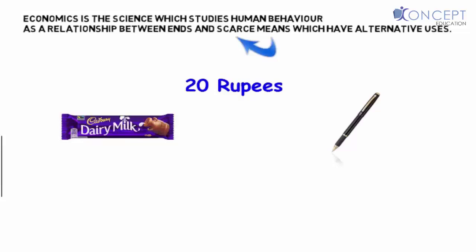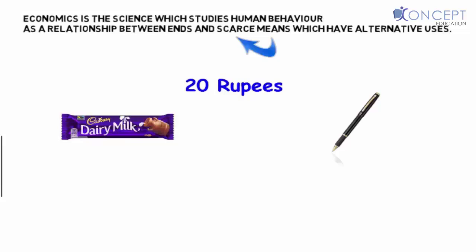Now this means which is scarce has alternate uses. This 20 rupees has two alternate uses here. Either I can buy the pen or I can buy the chocolate. And the pen and the chocolate is the ends. So your target, what you want, is the ends. So basically scarce means but not scarce ends. So a person has scarce means but the ends are not scarce, the ends are endless, your targets are endless.